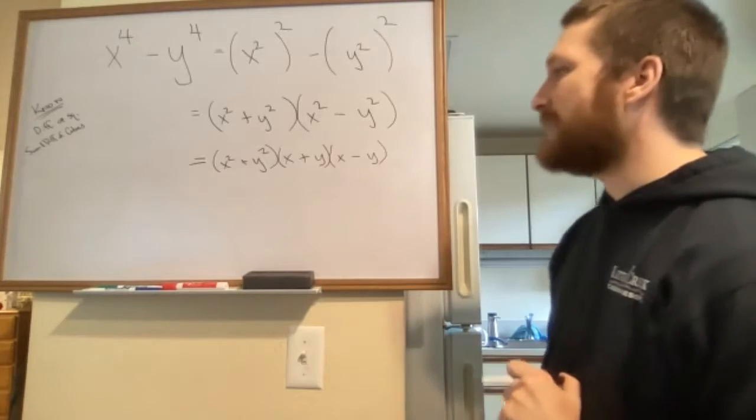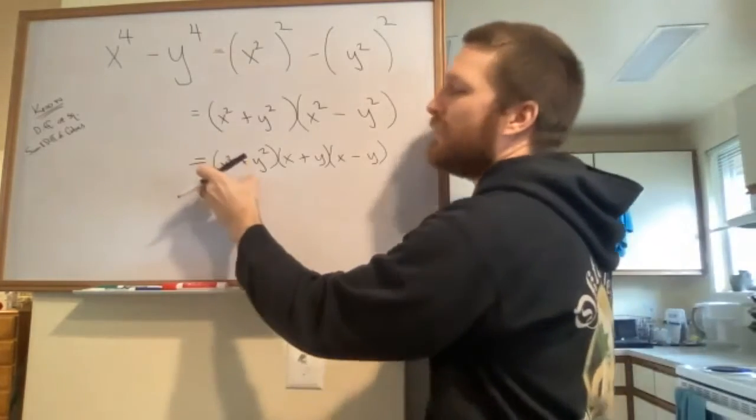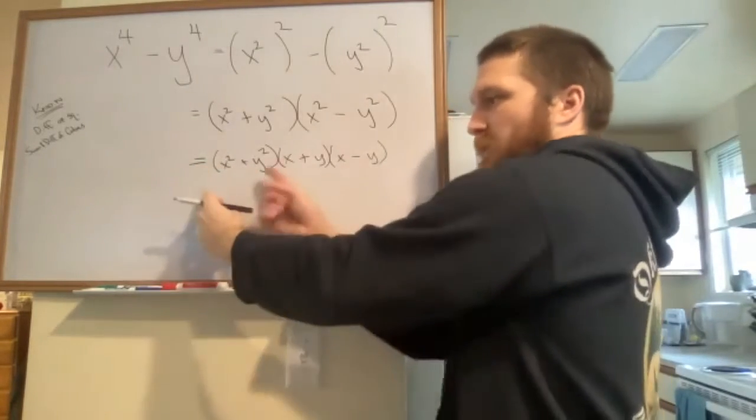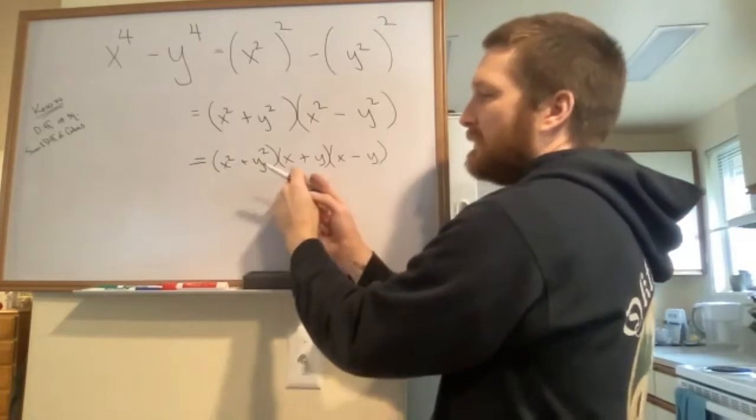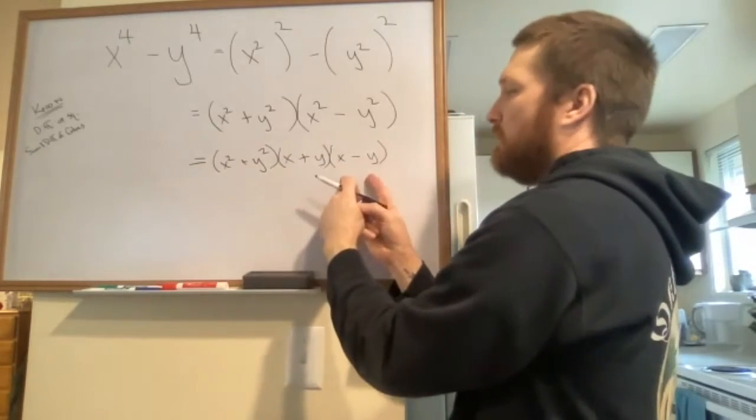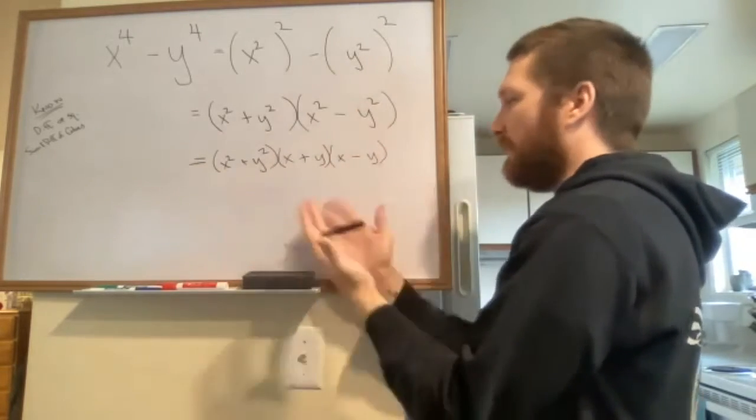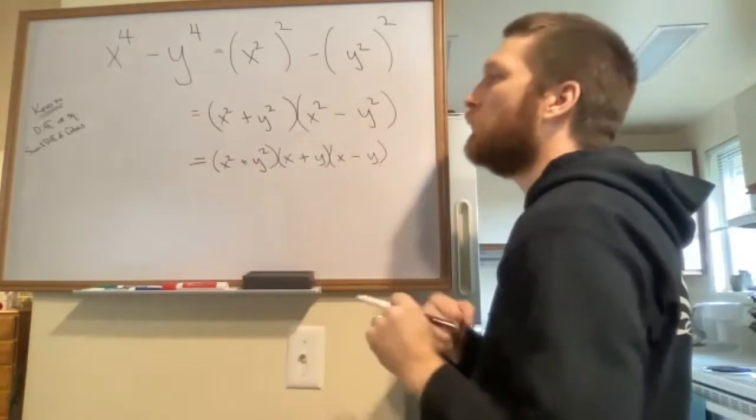Yes, we are, because we cannot do anything with a sum of squares. These are prime. They have no common factors. There's nothing we could do there.